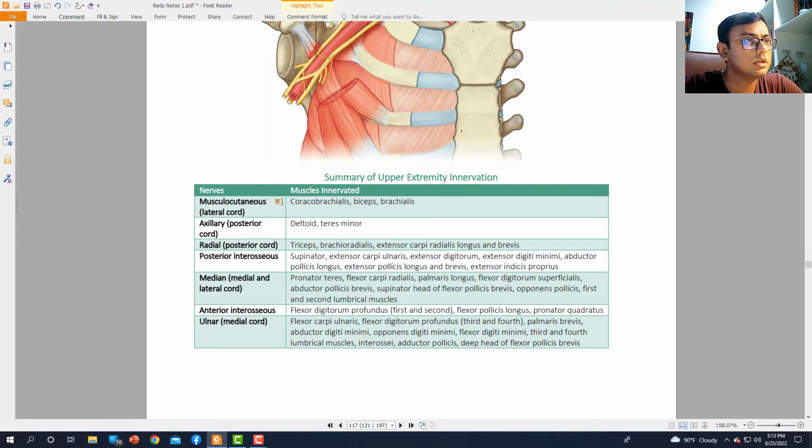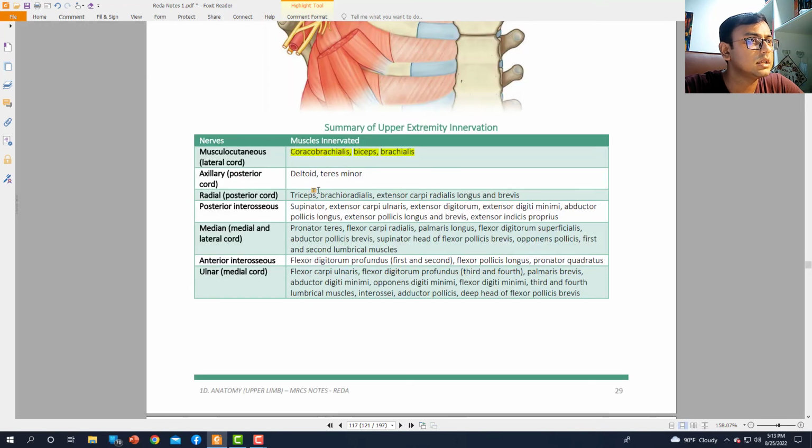Now the musculocutaneous nerve supplies 3 muscles: coracobrachialis, biceps and brachialis. Axillary supplies deltoid and teres minor, I already said that. And radial supplies triceps, brachioradialis, extensor carpi radialis longus and brevis. Posterior interosseous supplies supinator, extensor carpi ulnaris, extensor digitorum, extensor digiti minimi, abductor pollicis longus. These I already discussed.